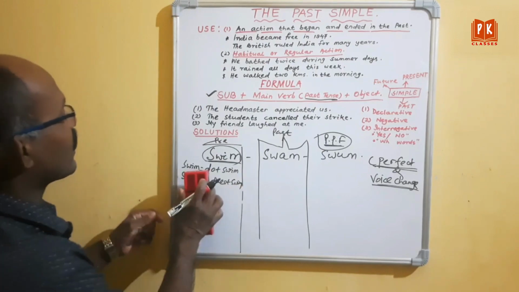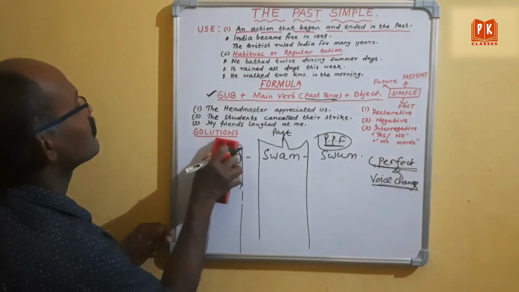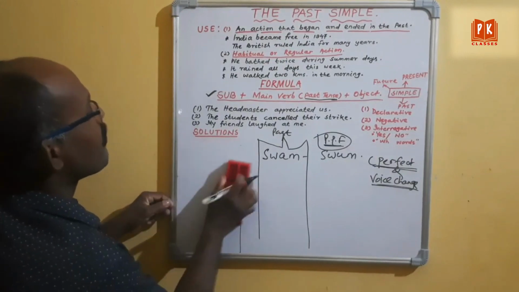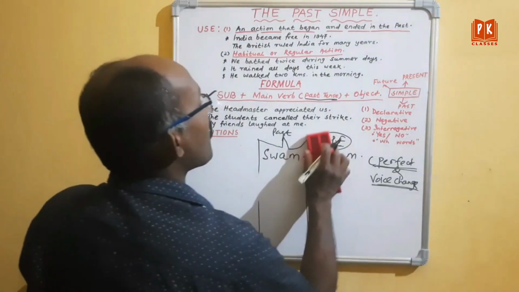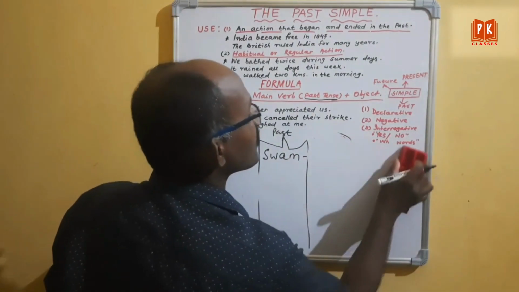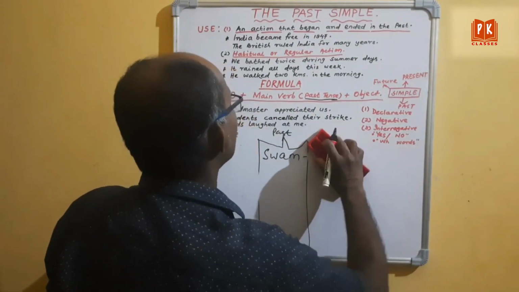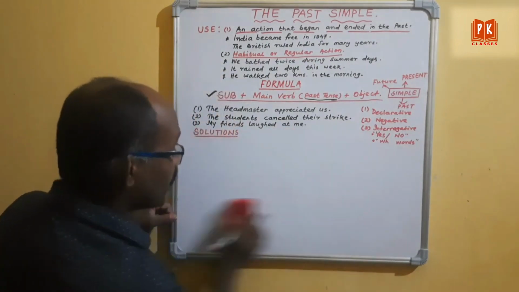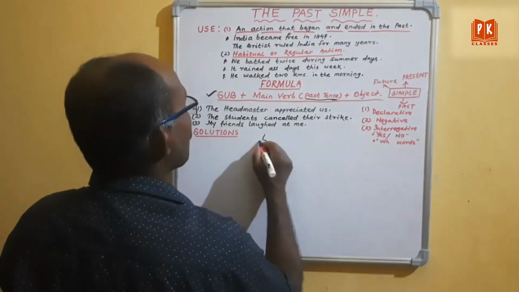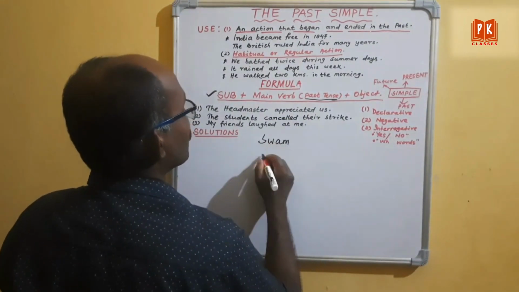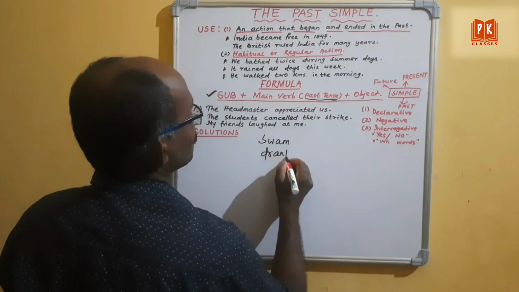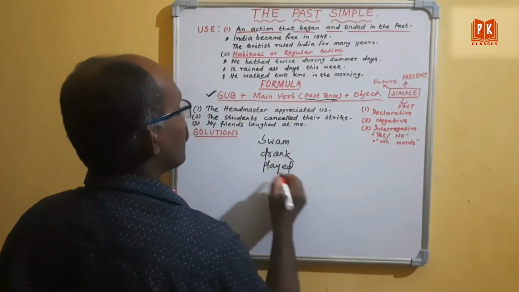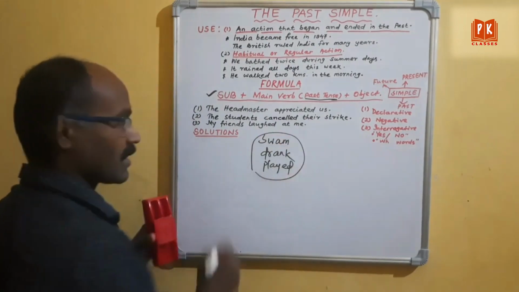Okay, now forget about the present, because we are in the past simple. Forget about the past participle form too. You know where we are using the past participle form. Then come to the past tense, the middle one, that means swam, drank, played. This verb plays a major role because it is past tense.